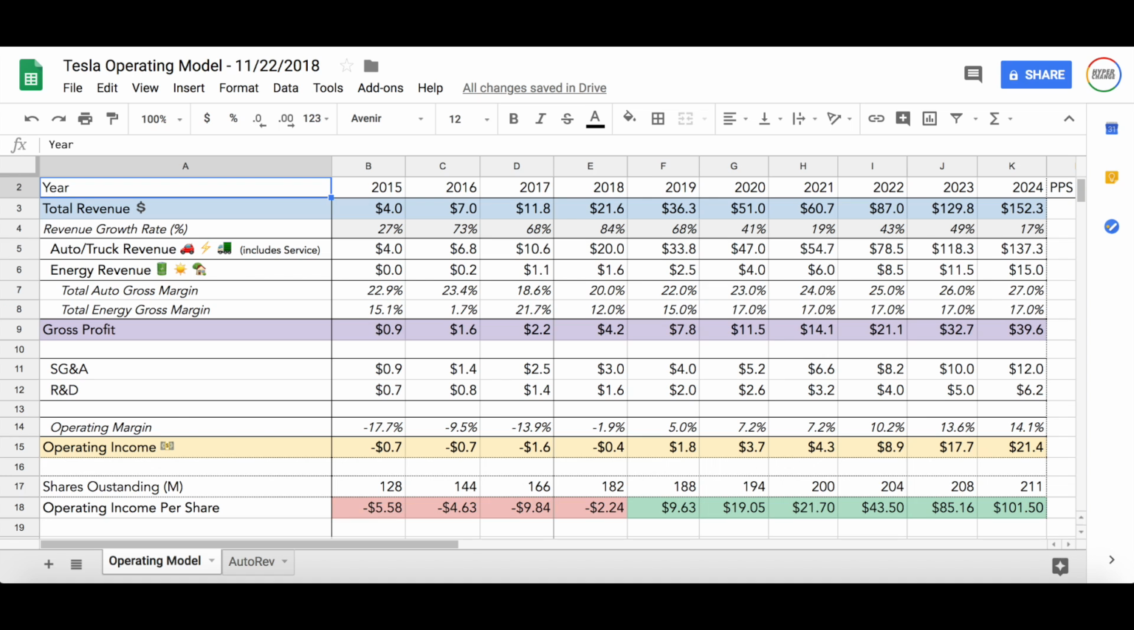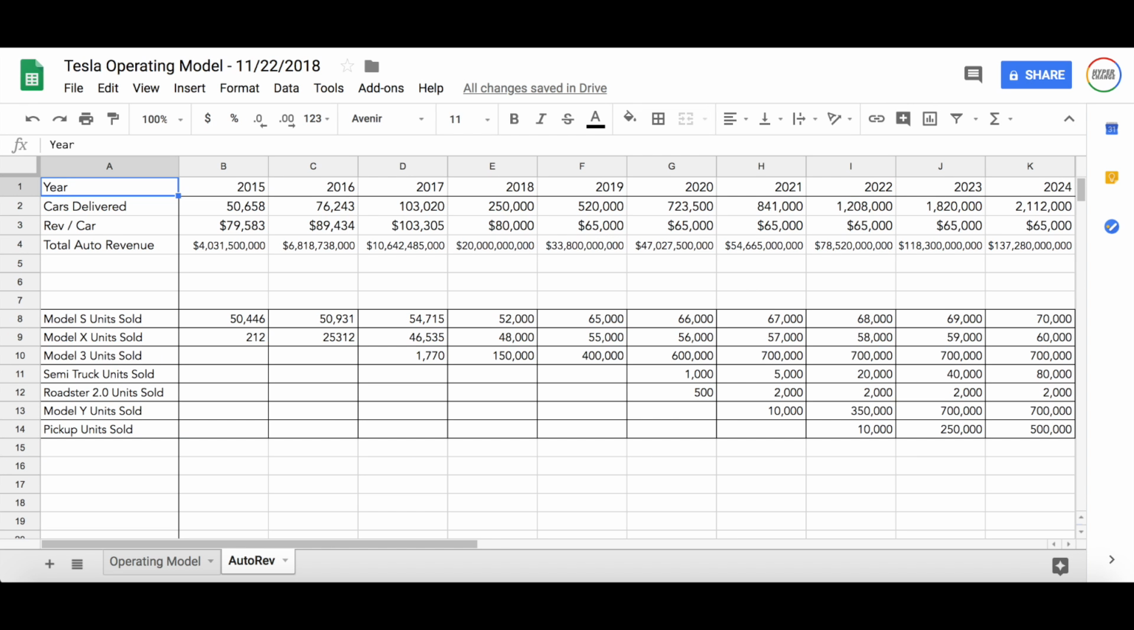So to start, let's go right into the automotive revenue tab. And this is the backbone of the entire model, really, because right now the biggest piece of Tesla's business, and by far the biggest piece that I model, is their automotive business. They're selling cars, the Model S, X, and 3. How many are they selling? What's the average revenue per car as a whole?